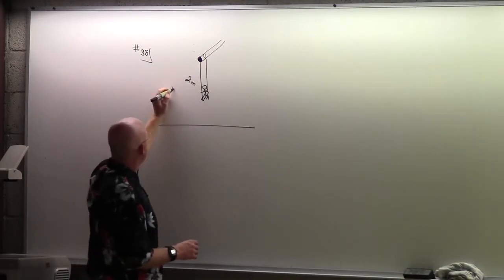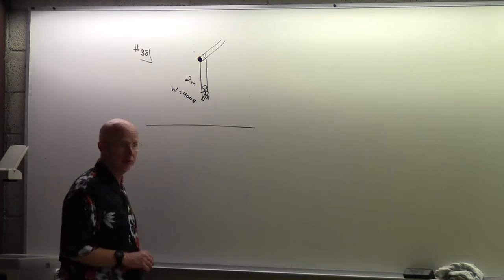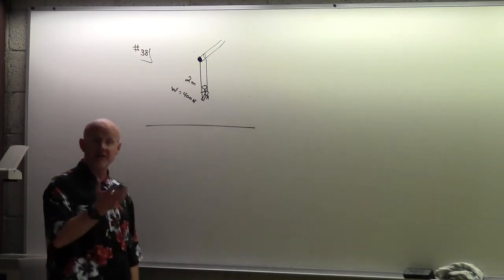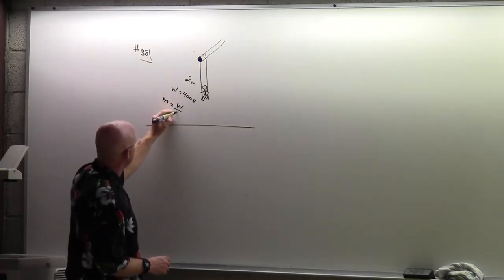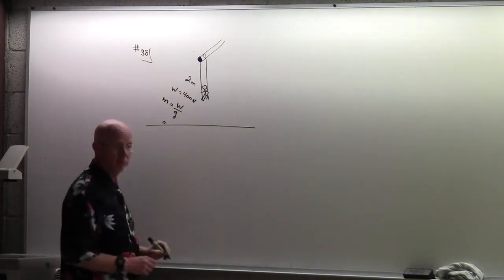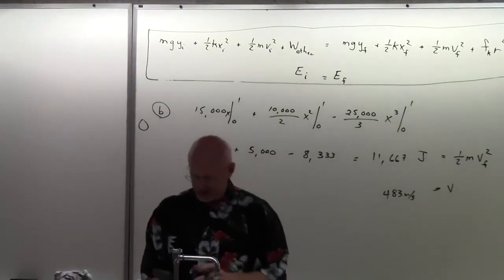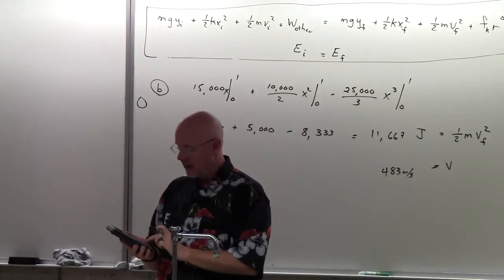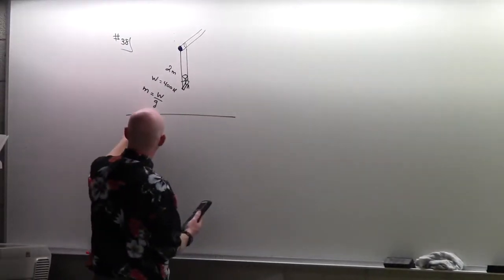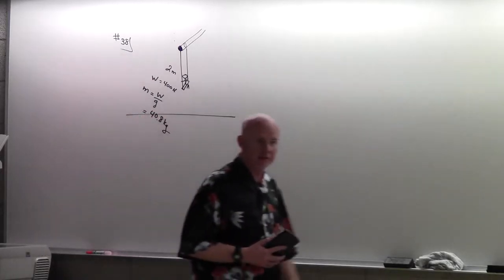The weight of the child is 400 newtons. I don't know if it's needed, but the mass would be the weight divided by g. It doesn't look like I'll need that, but I'm going to get that number nonetheless. So there's the 400 divided by 9.8, and so this child is 40.8 kilograms in terms of mass. Okay.